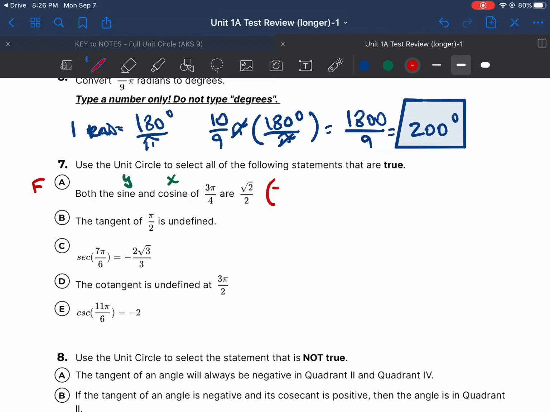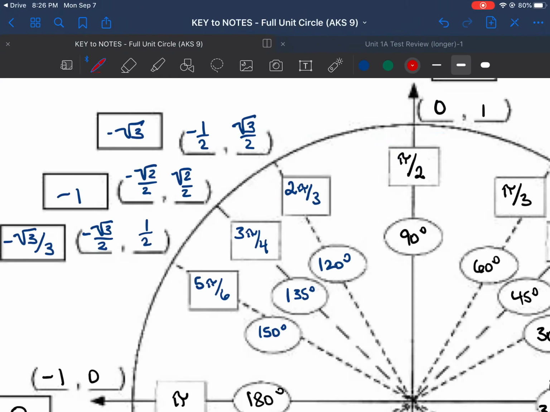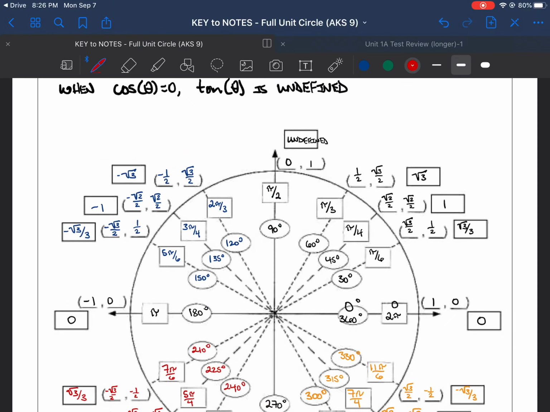And again, it's because we know the coordinate was negative square root of 2 over 2, comma square root of 2 over 2. So we can see that the x-coordinate was negative. Looking at our second statement, the tangent of pi over 2 is undefined. So let's look for pi over 2, and it's right here.